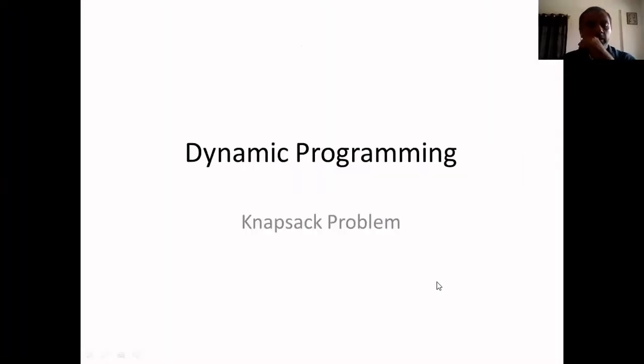Today we will discuss the knapsack problem, finding the solution using the dynamic programming technique.